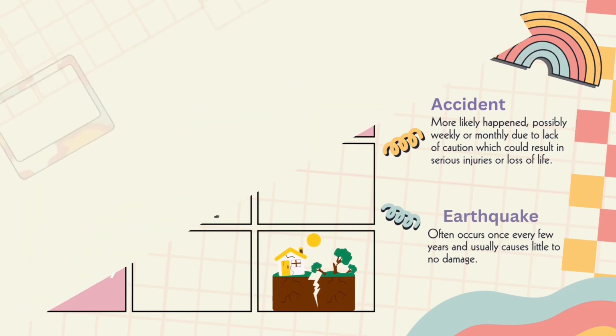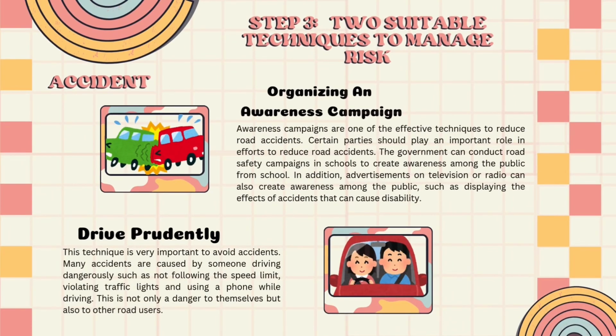Next step is two suitable techniques to manage risk. The first technique is conducting awareness campaigns. These campaigns are important for reducing road accidents. Authorities, like the government and schools, can spread road safety information through school campaigns, television and radio. This helps raise public awareness about the dangers of accidents and their severe effects, such as permanent disability.